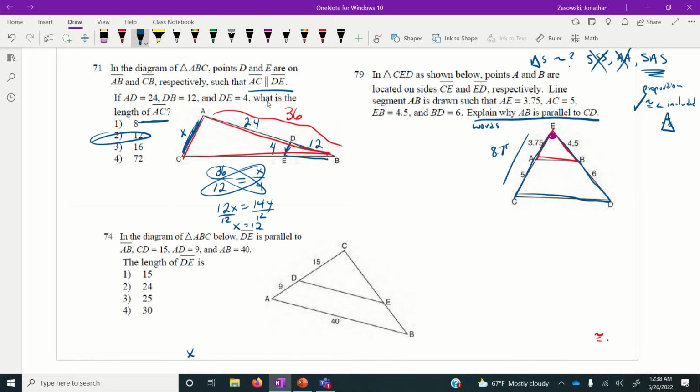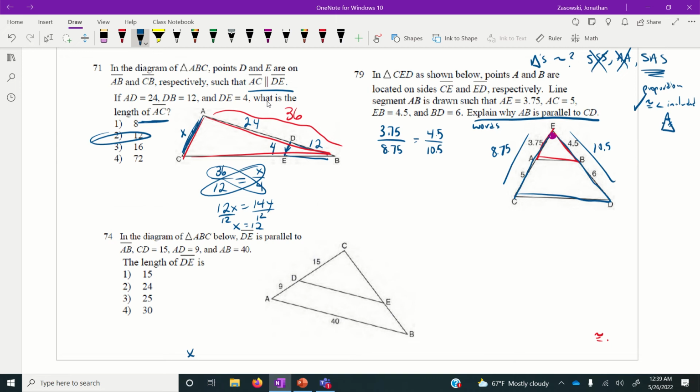So 8.75 for this side and 10.5 for this side. So small to big, 3.75 over 8.75. And if you flip this upside down, totally fine. You could do big to small if you wanted to. Equals, and then once again, we have to be consistent. So small side, 4.5 over, careful not to put 6 here, it's the whole thing.